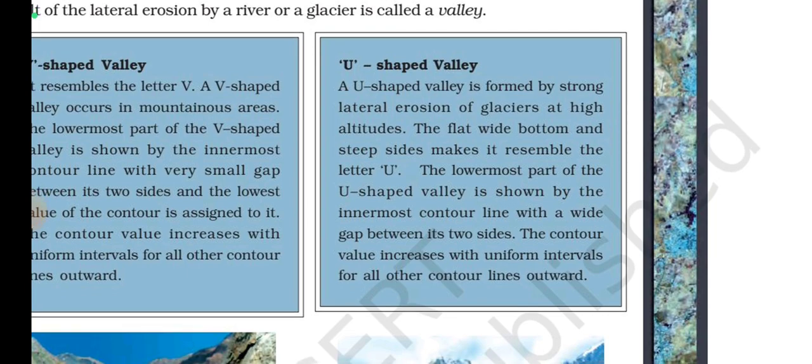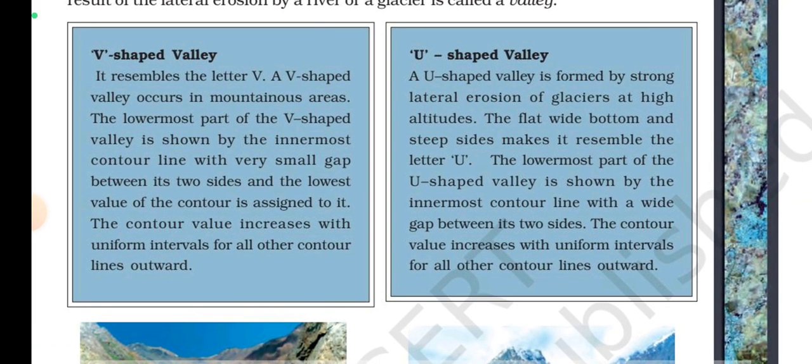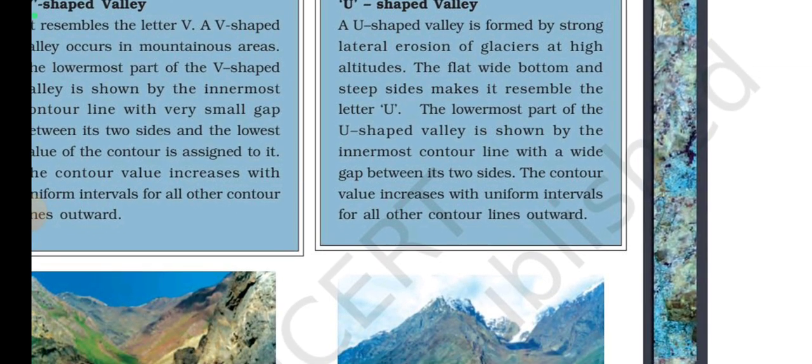A U-shaped valley is formed by strong lateral erosion of glaciers. So V-shaped valleys are formed in mountainous areas by the erosion of rivers mainly, and U-shaped valleys are formed by the erosion of glaciers. The flat, wide bottom and steep sides make it resemble the letter U. The lowermost part of a U-shaped valley is shown by the innermost contour line with a wide gap between its two sides, like the plateau just discussed.